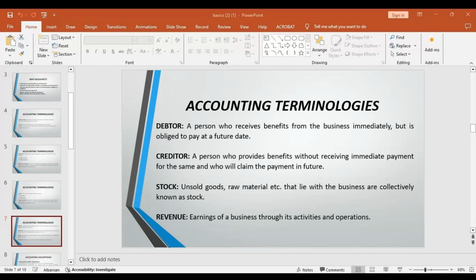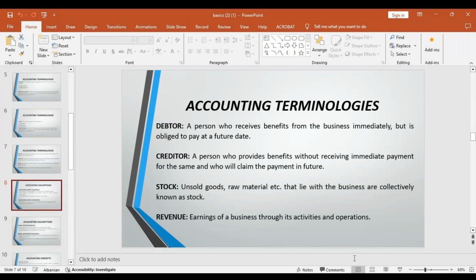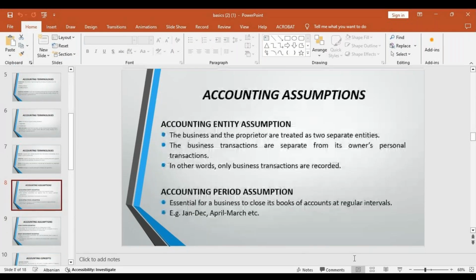Next, there are a few basic topics in accounts: assumptions, concepts, and principles. Assumptions are what you think before you start a firm or start your account, what you assume. Then you have concepts, what you will follow. And then you have principles, what you must follow. I don't want you to take down the whole thing, you can just take down the assumption.